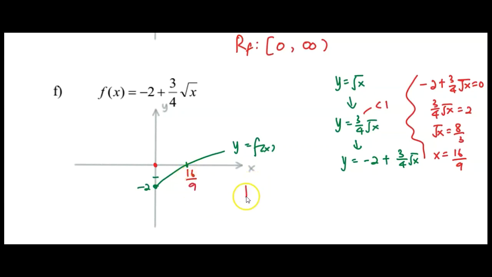Now we need to get the domain of this graph. The domain actually is, this is the point which is closest to the left, and it has the x value which is 0, meaning that our domain will start from 0 until infinity.